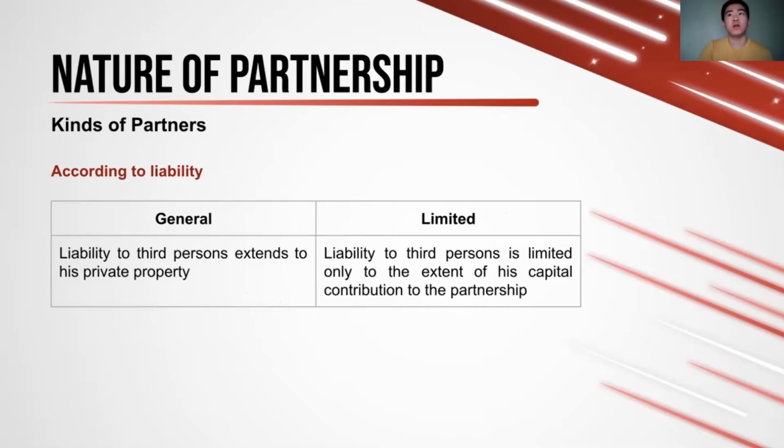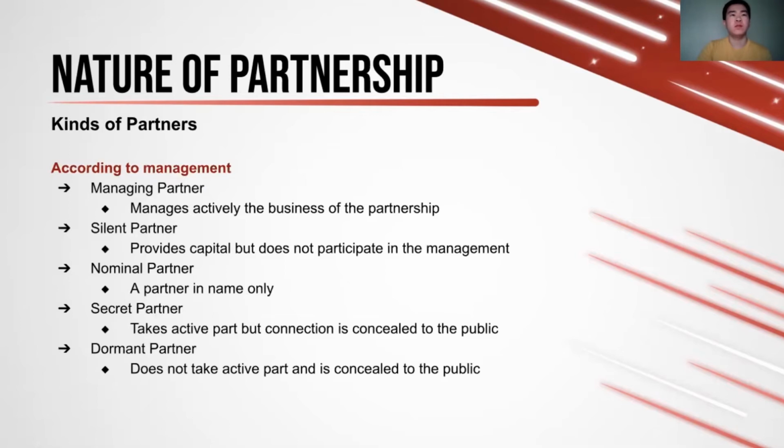Now for the kinds of partners according to management. First is a managing partner. He or she manages actively the business of the partnership. A silent partner, meanwhile, provides capital but does not participate in the management. A nominal partner is a partner in name only. A secret partner takes active part, but his or her connection to the partnership is concealed from the public. On the other hand, a dormant partner does not take active part, and his connection is also concealed from the public.